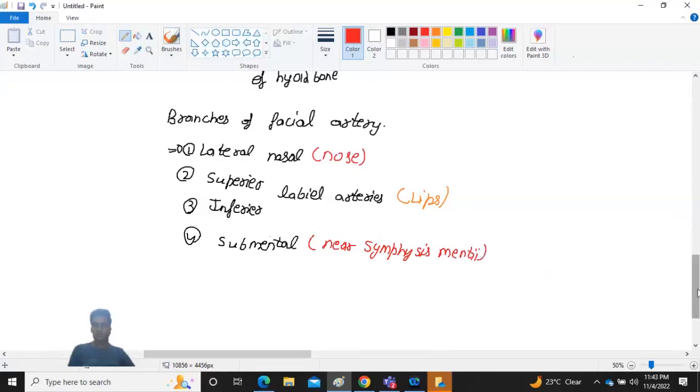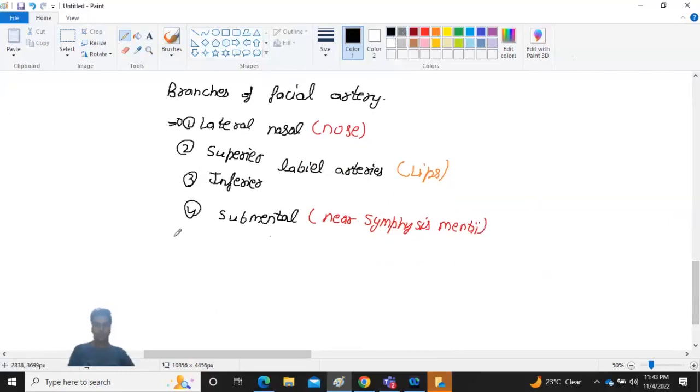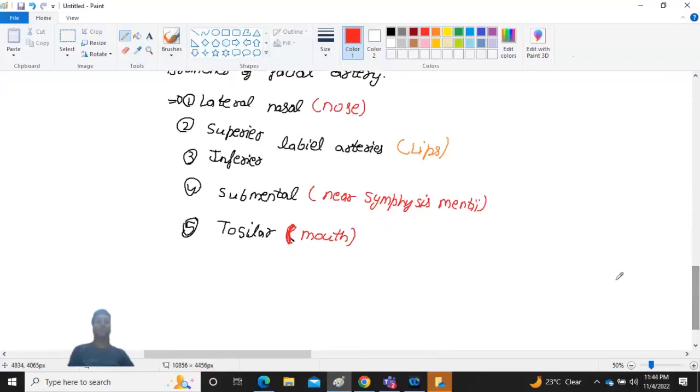Then another is STAG. So S T is tonsillar. Tonsillar rays go inside and supply the tonsil region. Basically, it goes near the mouth, inside the mouth. For now, we can write. We will discuss later again. This is the tonsil region, inside the mouth, the pharyngeal tonsil, all these tonsil regions.